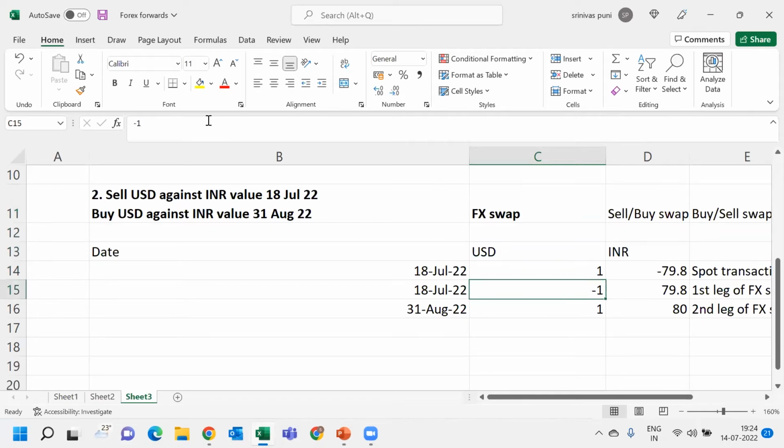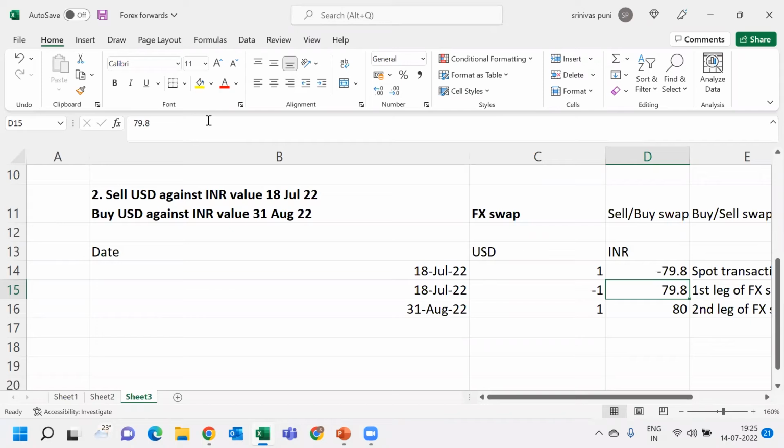What is the difference? They agree on the difference. 20 paisa is the difference between the two dates. And then they transact the spot. They will say, okay, 79.8 today, 79.8 plus 20 paisa, 80.00, 2 months later, or 31st August 22. So this is how they actually transact, right? This is an FX swap transaction. And the terminology is very simple. Sell buy or buy sell, near leg, far leg. This is the terminology, near leg, far leg, right?